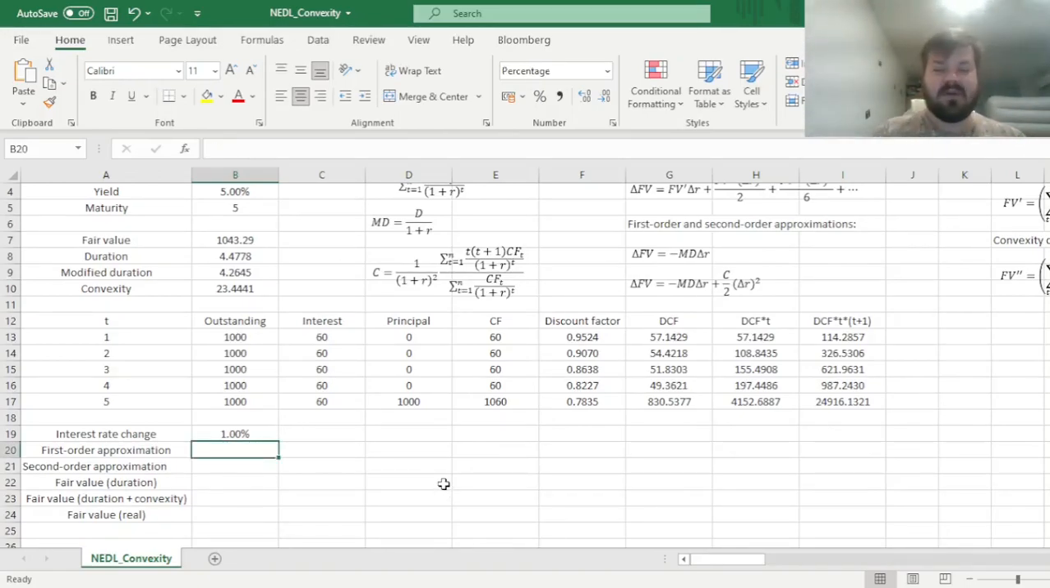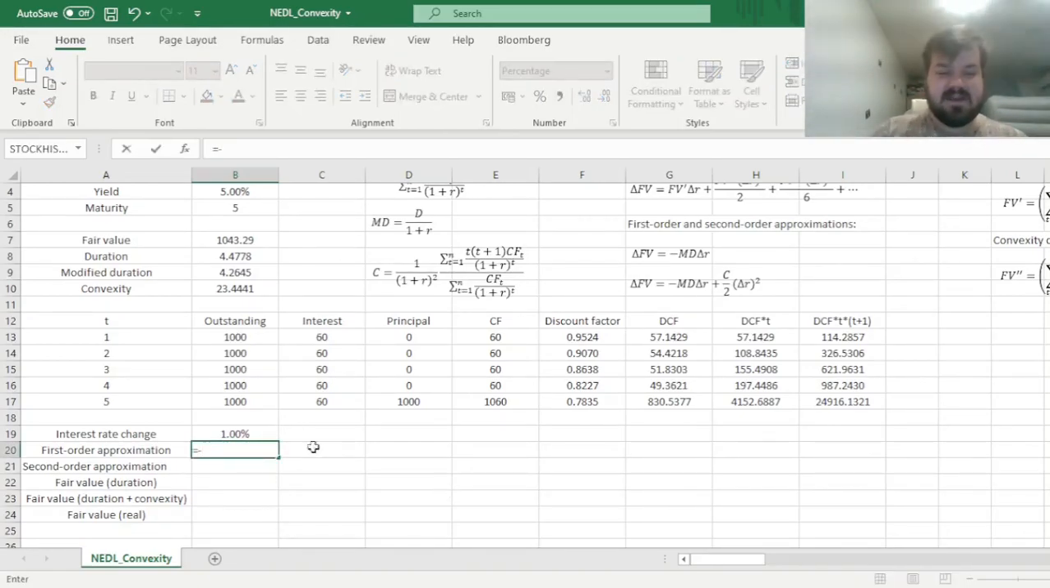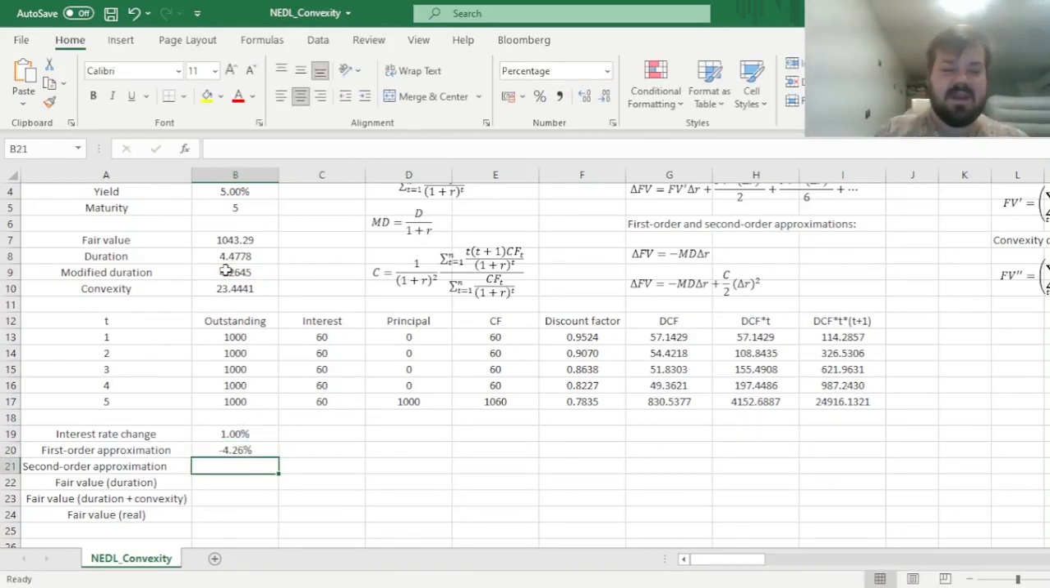So for the first order approximation, we can just calculate negative interest rate change times modified duration. And again, as expected, this approximation tells us that the fair value of the bond would decrease by 4.26%.